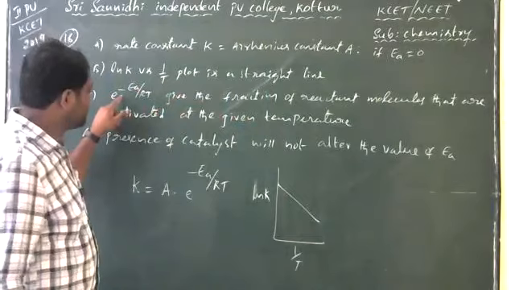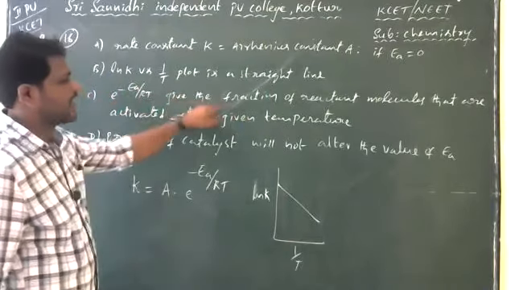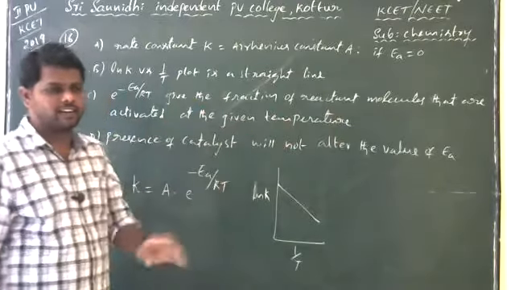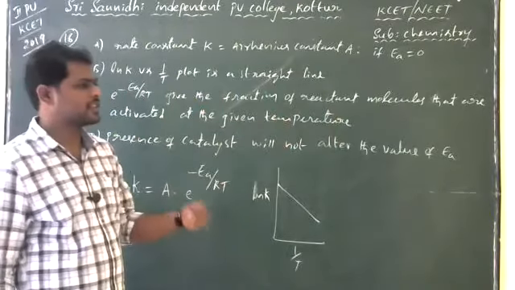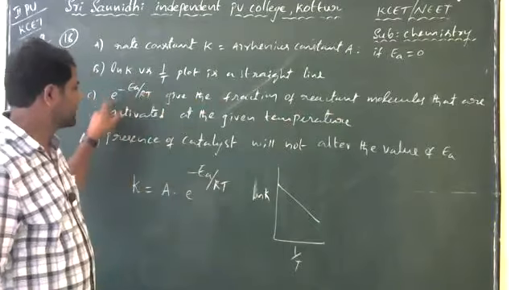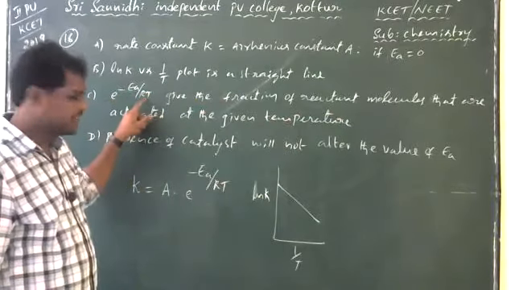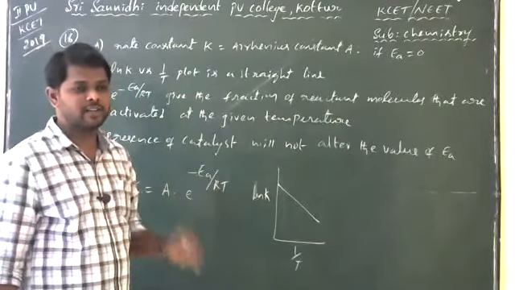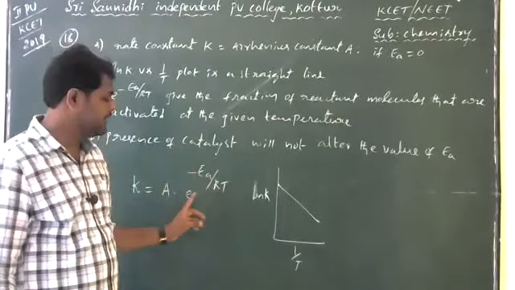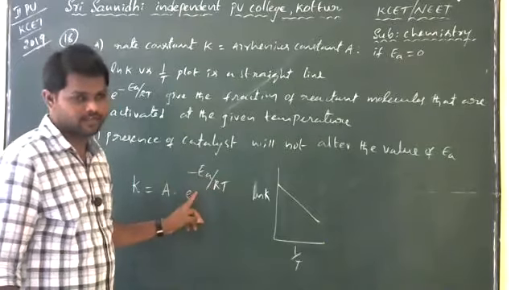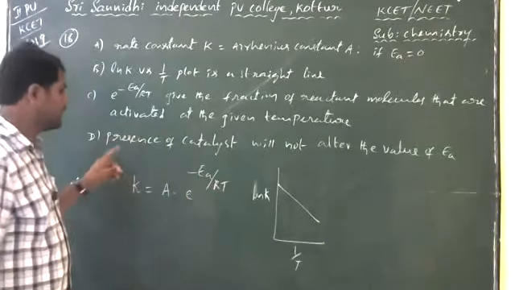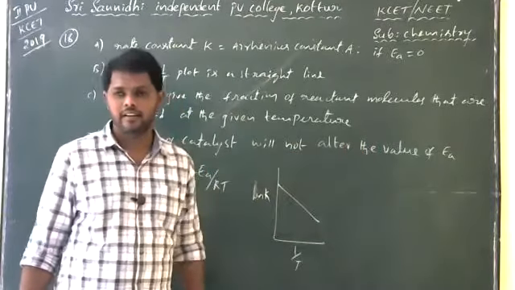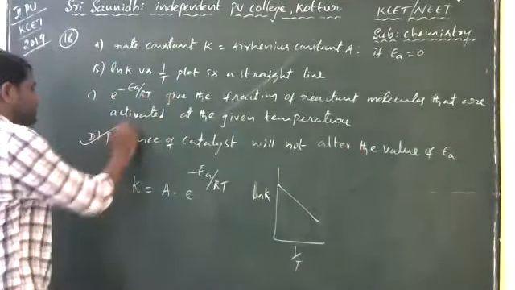Next, e to the power minus EA by RT gives the fraction of reactant molecules that are activated at the given temperature. This information comes from the Arrhenius equation, where e to the power minus EA by RT indicates the fraction of reactant molecules, which is also a right statement. And presence of catalyst will not alter the value of EA, this is the wrong statement here.